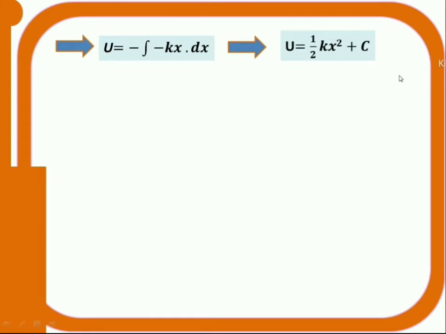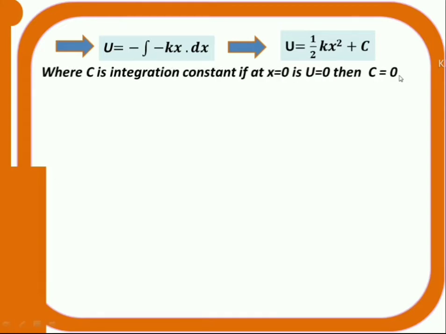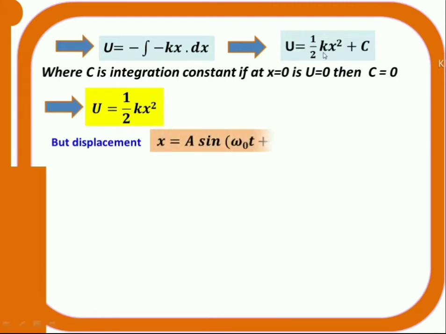C is the integration constant. To find out the value of the integration constant, let x is equal to 0, potential energy is also 0. If I put x is equal to 0 and U is equal to 0, then I will get c is equal to 0. Now potential energy, what will I get? U is equal to half kx square. This is the potential energy. But what is the displacement? x is equal to a sin(omega naught t plus theta). But what is potential energy? Half kx square.